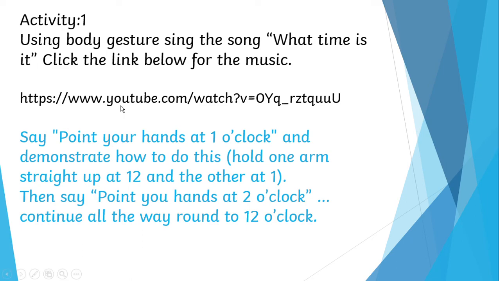Here is an activity for you. Using body gestures, sing the song "What Time Is It?" Click the link below for the music. Say, point your hands at 1 o'clock and demonstrate how to do this. Hold one arm straight up at 12 and the other at 1. Then say, point your hands at 2 o'clock. Continue all the way around to 12 o'clock to the tune of this music.